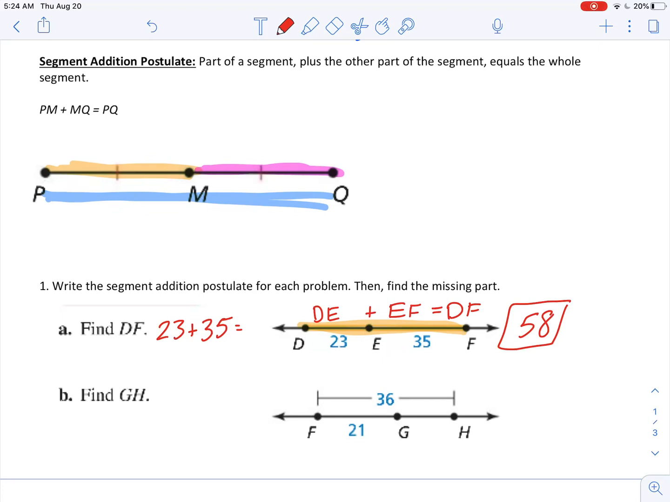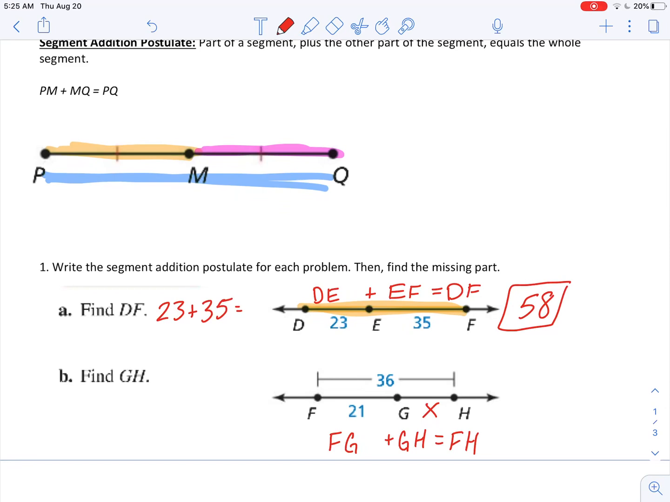But sometimes, like you see in B, you're not given both parts. Sometimes you're given the whole length. So I can call this missing piece X, and I'm going to write my segment addition postulate. I'm going to say FG plus GH equals FH. So part plus the other part is going to get me the whole segment. And then we can fill in our values.